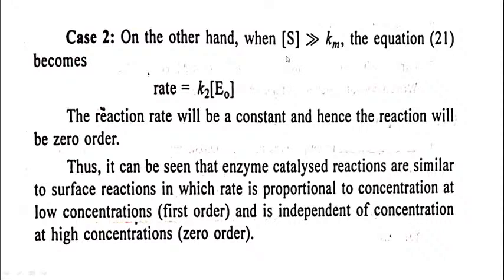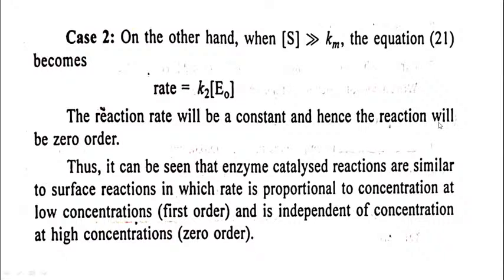And if the concentration of the substrate is very large, then the rate of the reaction does not depend upon the concentration of the substrate. K2 is constant, so the reaction rate will be constant. At a certain stage, the reaction rate increases, but later on it cannot increase. Even though we increase the concentration of the reactant, the rate of the reaction does not increase. It means that K2 is constant here, and the reaction rate will be constant, and hence the reaction will be zero order.